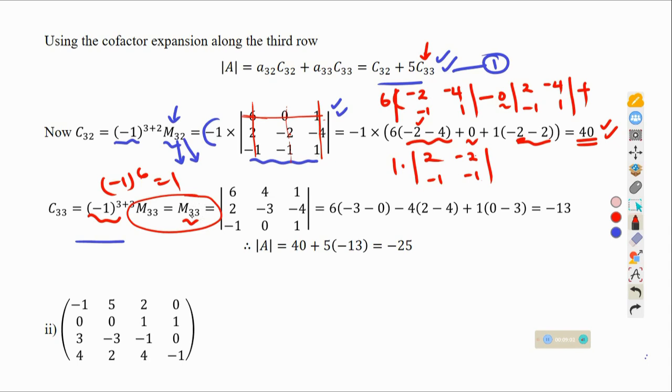But what is the minor of 33? Minor of 33, we go back to the matrix, we eliminate the third row, third column. When we eliminate that, we should be able to remain with the determinant of this. That is 6, 4, 1, 2, negative 3, negative 4, negative 1, 0, and 1. We can easily see that from our matrix.